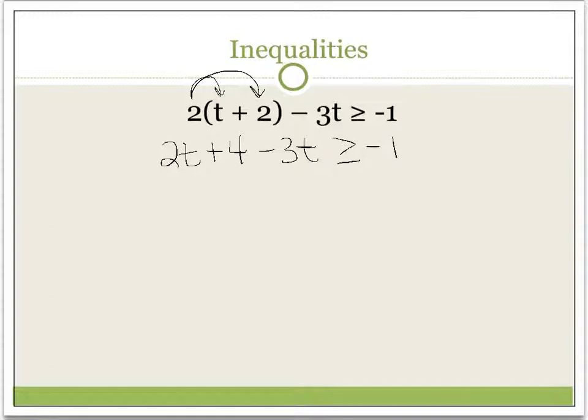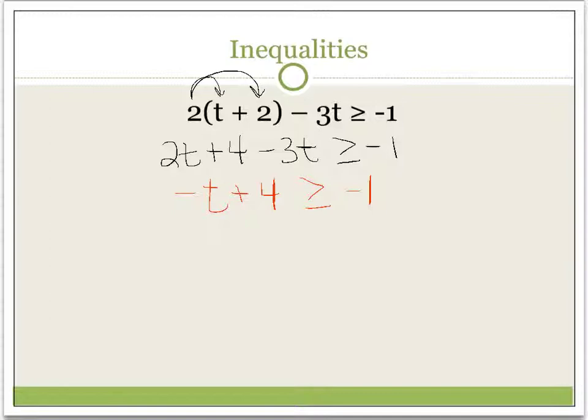Now notice the inequality symbol has not flipped directions. We did not multiply or divide by a negative, so it stays exactly the way it is. We now notice that we have like terms. We see a 2t and a minus 3t, and we have to combine those together. When we combine these terms together, we end up with a -1, or just a negative t, plus 4 is greater than or equal to -1. And again, notice that the inequality symbol has not changed directions. All we did was combine like terms, so the inequality symbol stays the same.